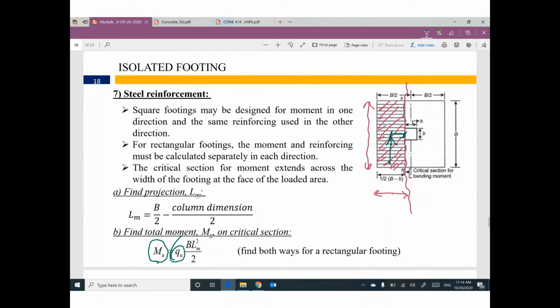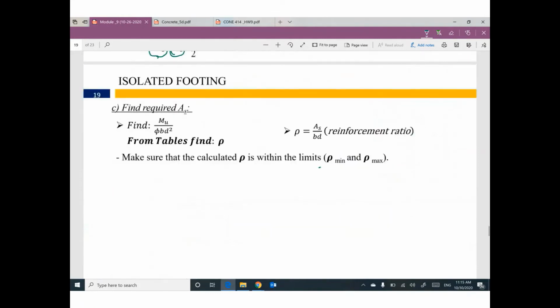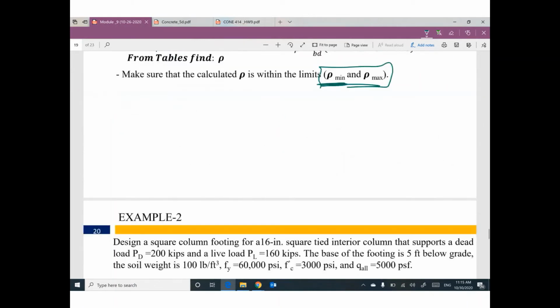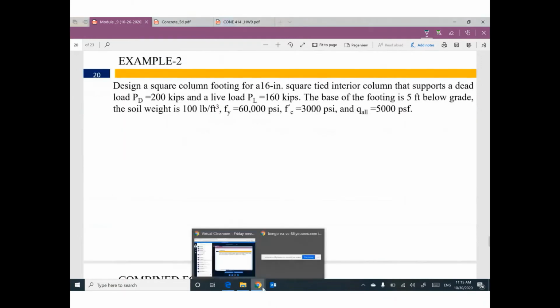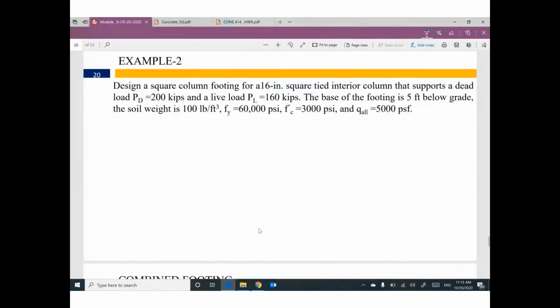Once you get M ultimate, I can figure out rho, then I can figure out the area As. That's fine? And make sure rho is within the limit, greater than rho minimum and smaller than rho maximum. Let's do one example and see what's going on. I will finish up this example and then we are done for today.